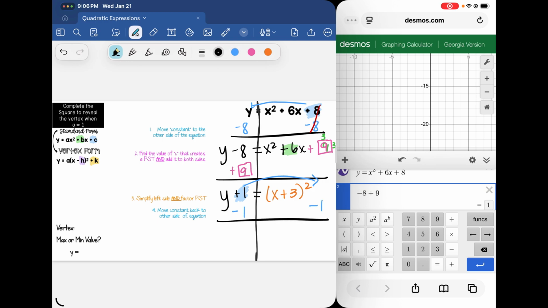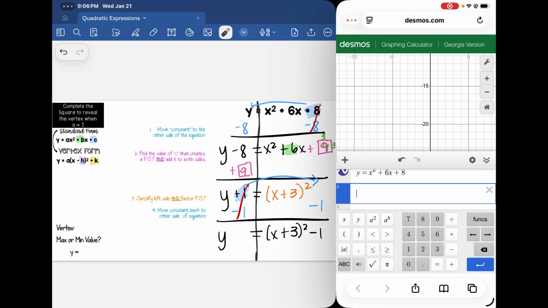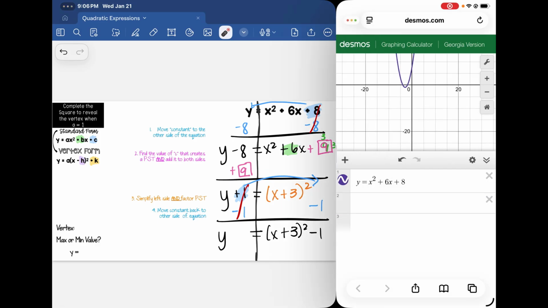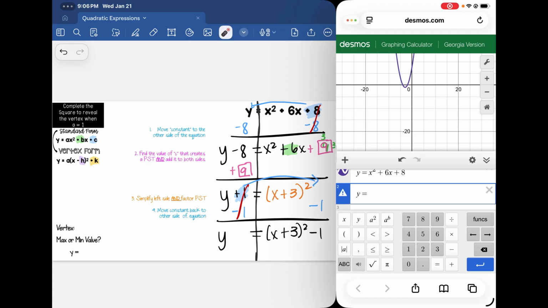Well, what's going to cancel out? Plus 1 minus 1, because they're opposites. And I get x plus 3 squared, and minus 1 goes on the end. Is it in vertex form yet? Yes. Now let's type it in Desmos to see if we were right and see if our parabolas are going to match. Y is equal to x plus 3 squared minus 1, and they match.